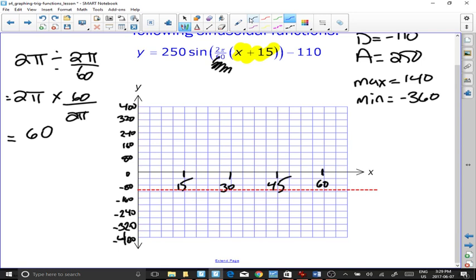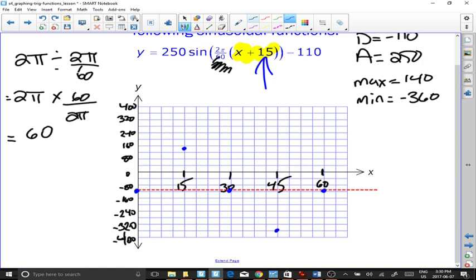We would start here at the grid line, at the midline. The maximum is 140, so we'd go up to that maximum of 140, and it would be right here. And then we go back to the midline at the halfway point. We go down to the minimum right here, and then we come back up to the midline right there. But the interesting thing about this is instead of moving our points to the right, we're moving our points to the left. And we're moving our points to the left 15 spots.